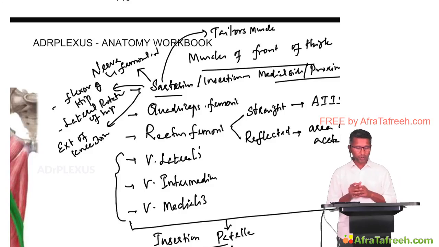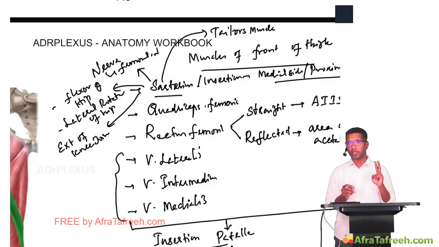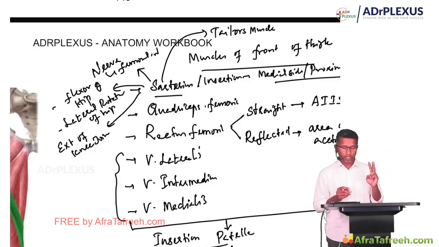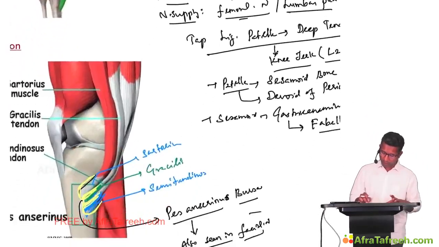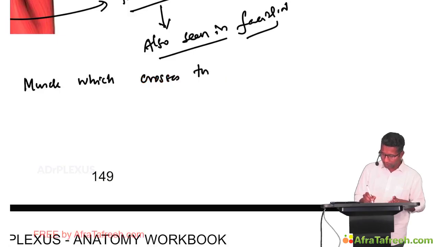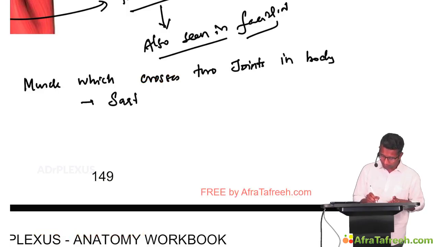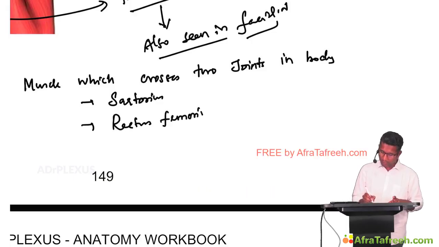The sartorius muscle is called Taylor's muscle. A very important point is that the sartorius muscle is one muscle which crosses two joints in the body, similar to rectus femoris, which again crosses two joints. So we'll just add this point here: a muscle which crosses two joints in the body. In the thigh region, one is sartorius, which crosses the hip joint and the knee joint. Next is rectus femoris, which crosses the hip joint and the knee joint.